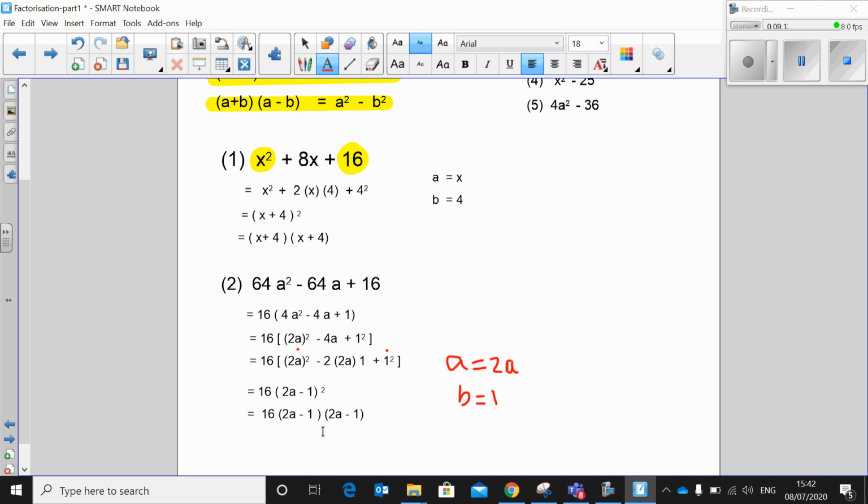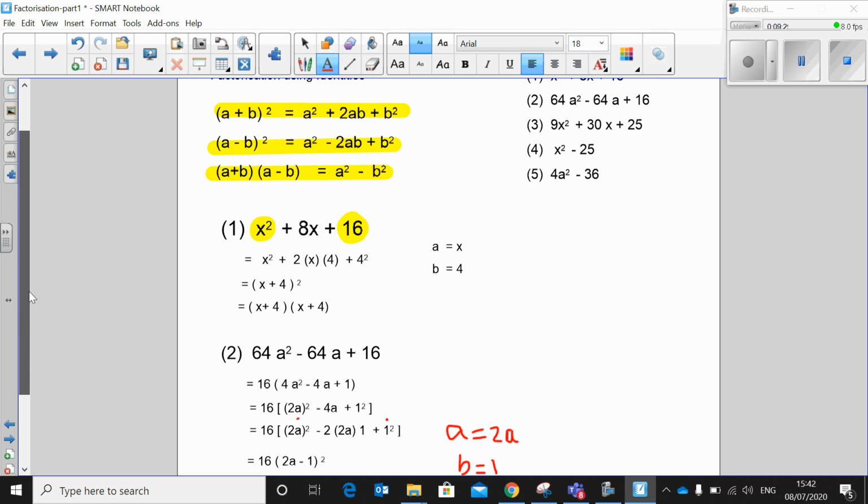What is meant by factors? If you multiply all these terms, you have to get 64a square minus 64a plus 16. If you want to cross check, always just multiply all three factors and try to get the given expression. Okay, so can we check the next one?